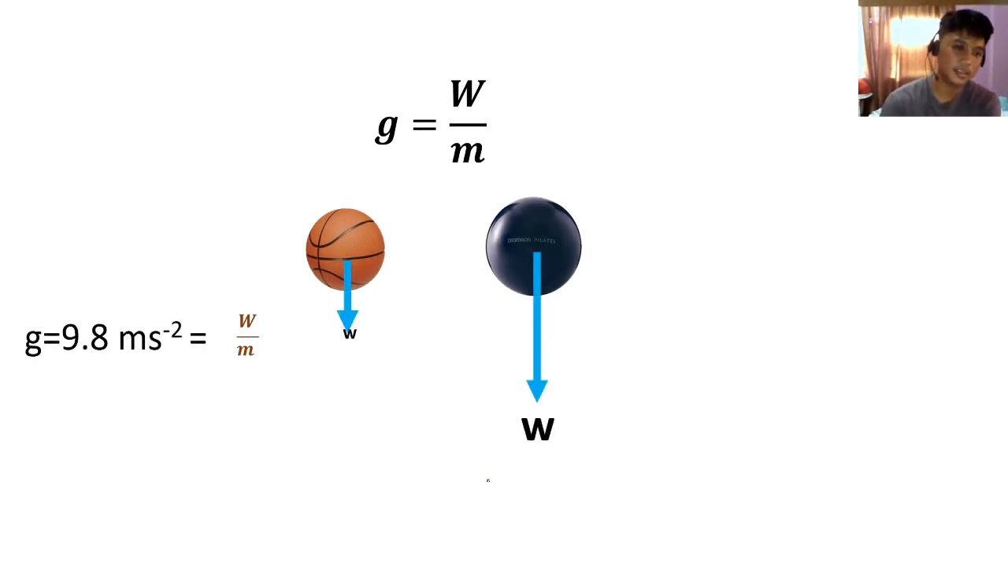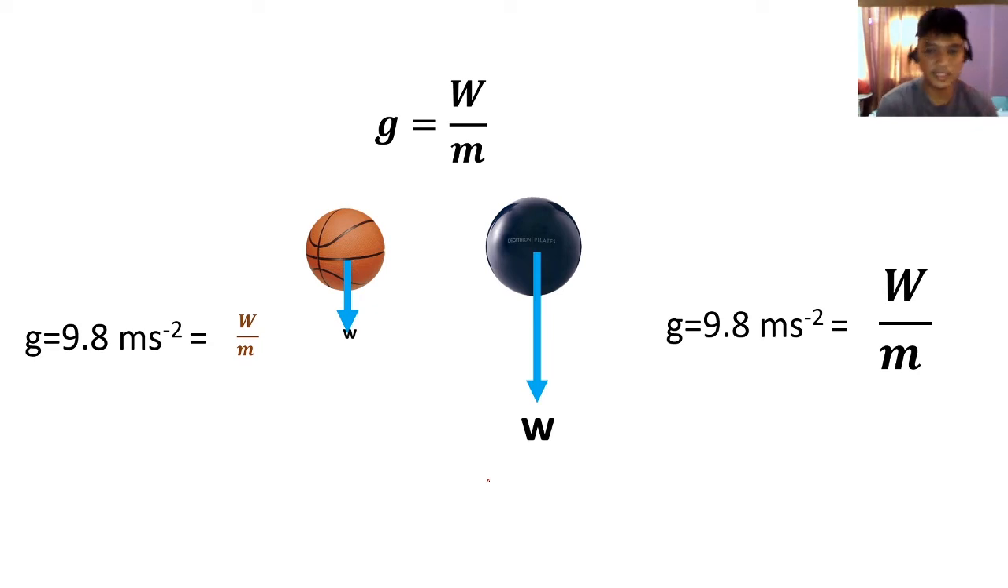As it turns out, the basketball has smaller mass and it also has smaller weight acting on it. So actually the ratio works out to be 9.8 meters per second squared. Now the medicine ball has a bigger mass, but it also has a bigger weight. So even if the gravitational force acting on this medicine ball is huge, it doesn't accelerate faster because it also has a bigger mass, or a bigger inertia.